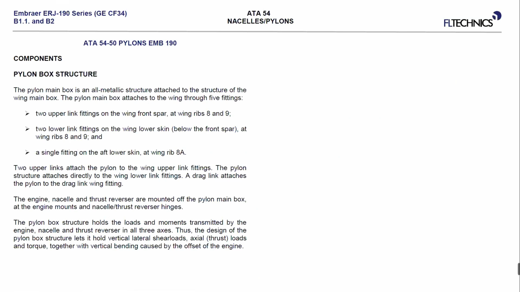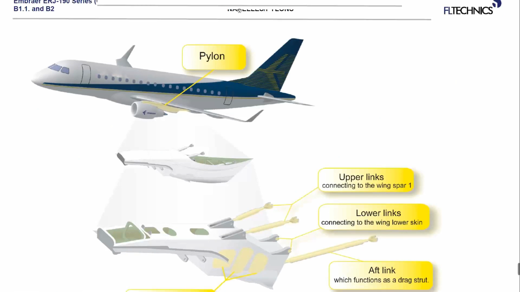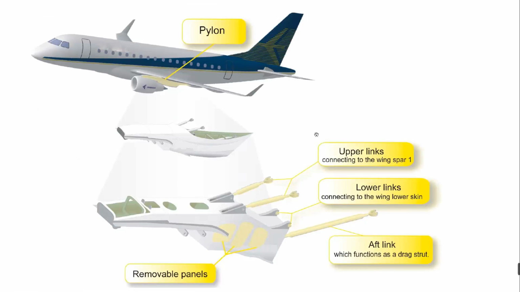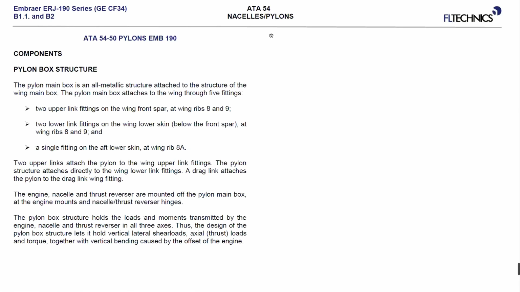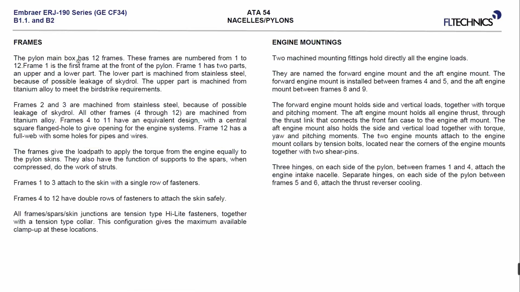And also, when you talk here about these attachments to the wings, now here we're talking about the ribs and the spars which are on the wings, okay? These numbers here are from the wing structure. Ribs 8 and 9 here, ribs 8 alpha, they are part of the wing structure. And here we're going to talk now about the pylon frames. We're going to talk about the pylon box and the pylon structure.